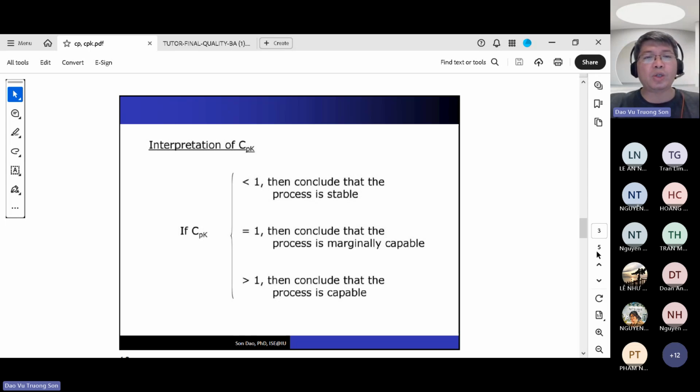And how do we interpret CPK? If CPK is less than 1, the process is stable but not capable. If CPK is 1, the process is stable and marginally capable. And if CPK is greater than 1, the process is stable and capable. Remember, in order to calculate process capability, the process has to be stable first.